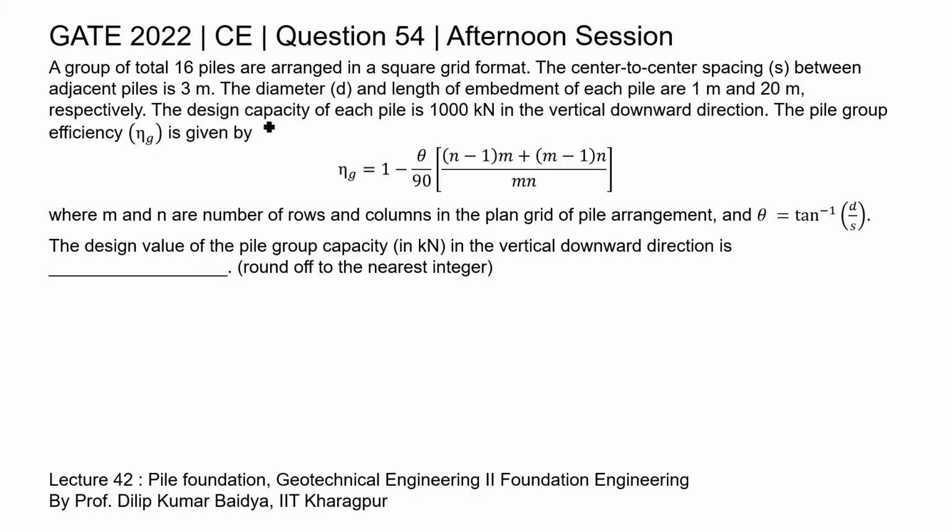So, in this question, a group of 16 piles are arranged in a square grid format. The center to center spacing between each pile is 3 meter. The diameter and length of the pile are given as 1 meter and 20 meter respectively, and the design capacity of each pile is given as 1000 kilonewton. Now, we need to find the design value of the pile group capacity, and the formula to compute the efficiency is also given in the question.